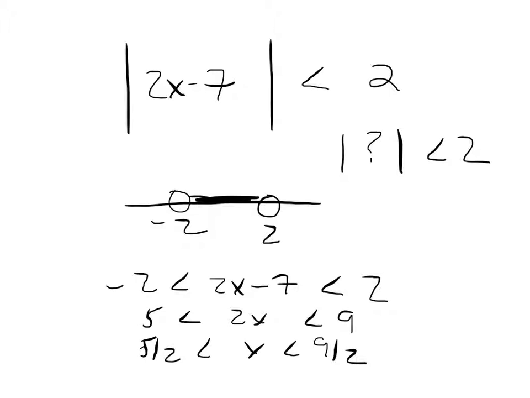So, consider a specific example like the absolute value of 2x minus 7 is less than 2. You're looking for numbers whose absolute value is less than 2. So go ahead and say, well, what are those numbers? Those would be numbers between -2 and 2. 2x minus 7 has got to fall between -2 and 2. Go ahead then and isolate x in the middle, and you get x is between 5/2 and 9/2.